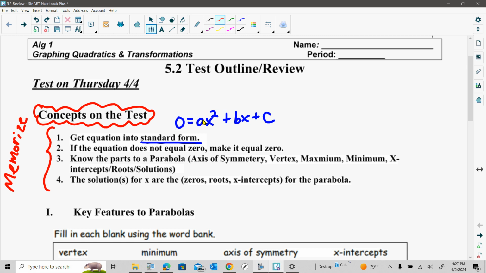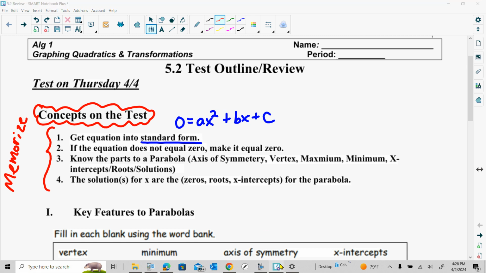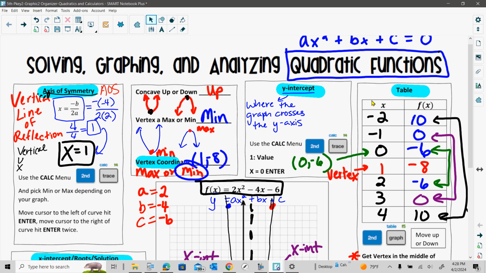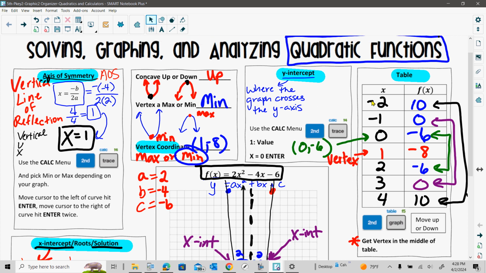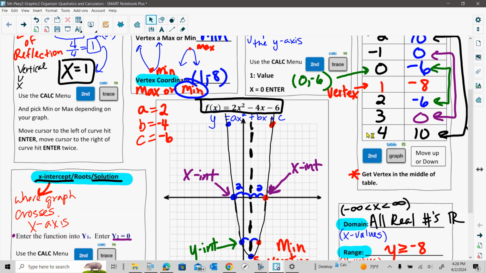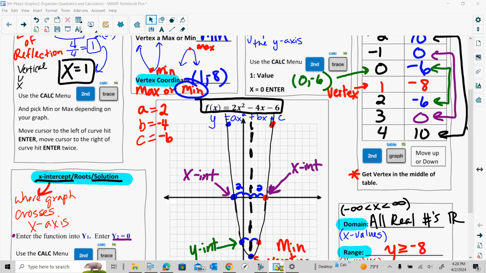Now, where this information was covered, it was on our green little graphic organizer, how to solve, graph, and analyze a quadratic function. So it was on this green one right here. It talked about standard form. Let me get back to the review.